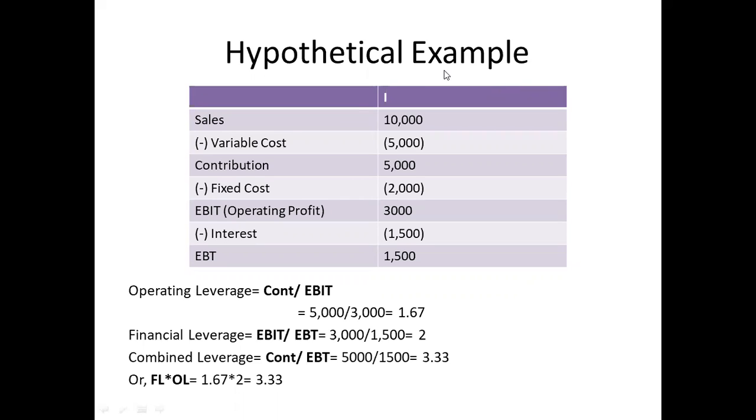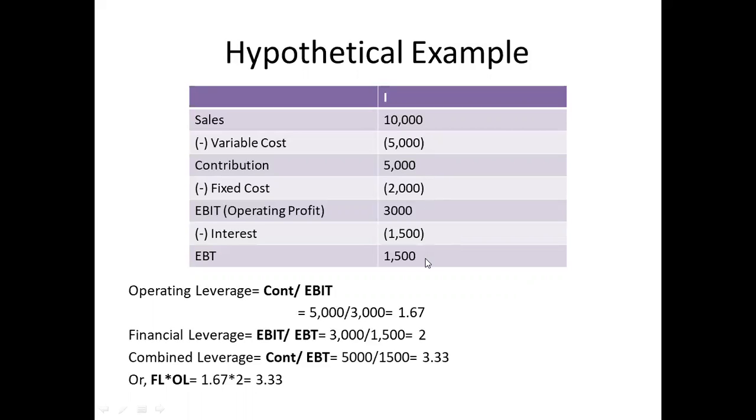In this hypothetical example, I have assumed that the company is able to make sales of 10,000 rupees. 50% is variable cost, so variable cost comes to rupees 5,000. Contribution is sales minus variable cost, that is 5,000. Let us assume 2,000 are fixed cost, so we have EBIT or operating profit of rupees 3,000. Deducting the interest that is paid on the debentures, 1500 rupees assumed, we have earnings before taxes to be 1500.